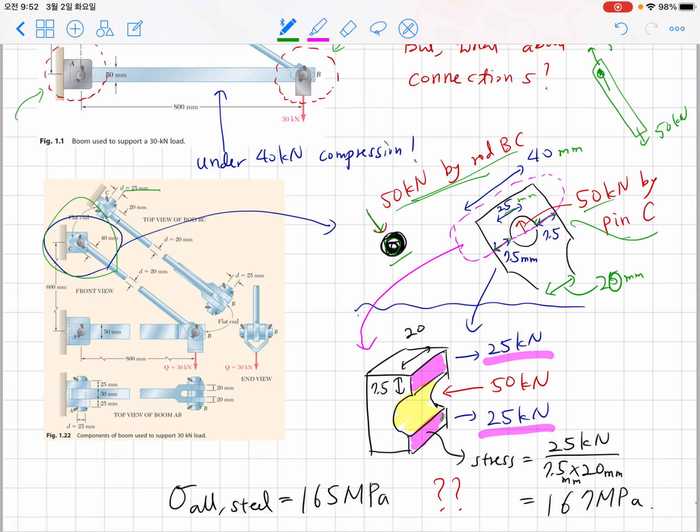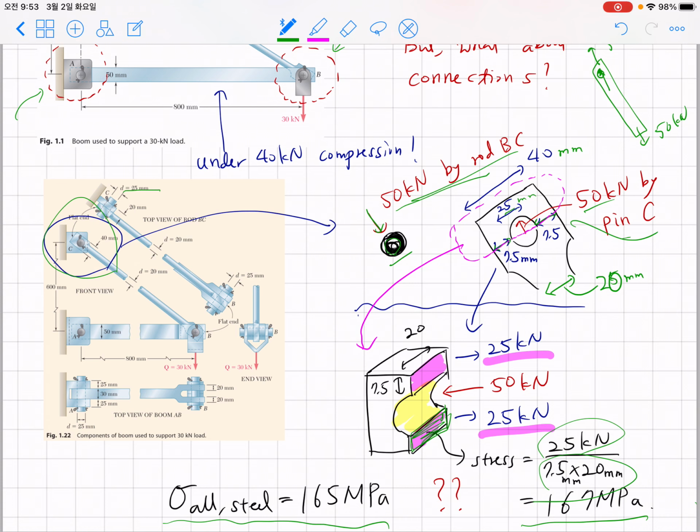Now if you obtain the area of this purple surface, it has 70.5 millimeter multiplied by 20 millimeter, and the force acting on this one purple surface is 25 kilonewton. So you can find that the stress is 167 megapascal, and this implies that our example problem is actually not a safe design, because I told you that the allowable stress for steel is 165 megapascal, but the stress in this purple area turns out to be larger than the allowable stress.